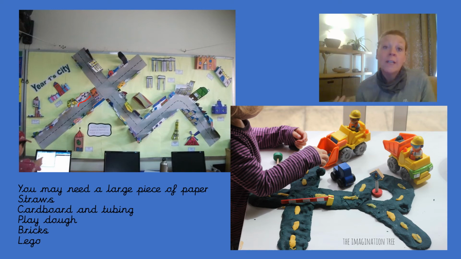So what you need to do is decide how you want to make your map and what materials you would like to use, and gather them together. So if you're using Play-Doh, you'll need to get the ingredients to make the Play-Doh. You might want to use things like straws, cardboard tubing, so the inner of kitchen roll or toilet roll. Bricks, you could use play bricks if you've got a younger brother or sister.